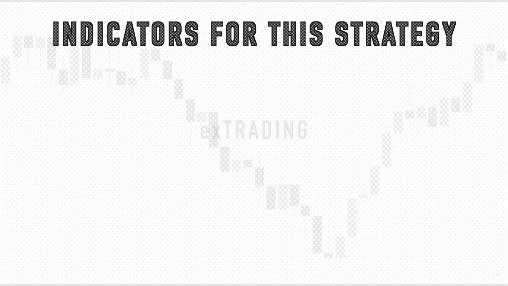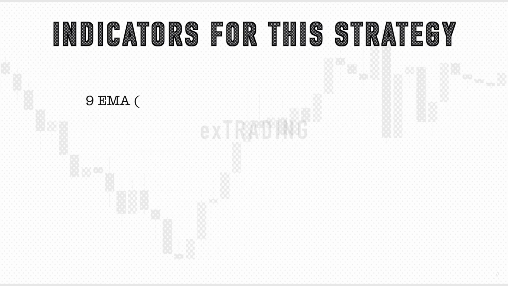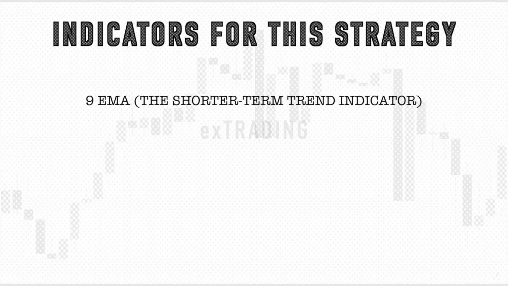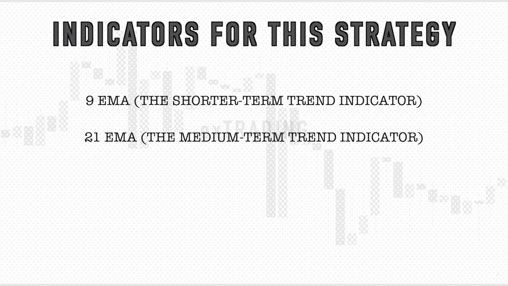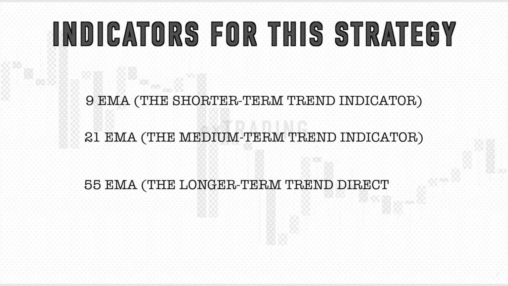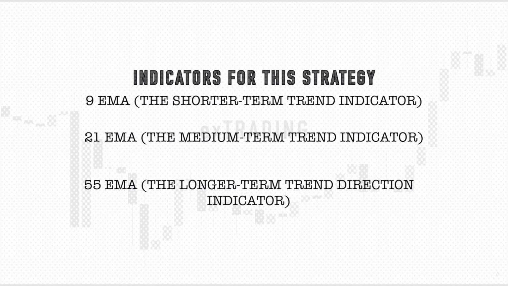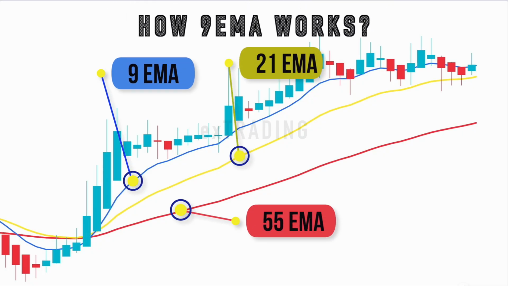In this scalping trading strategy, we are going to use the 3 following exponential moving averages: 9-period exponential moving average, the shorter-term trend indicator; 21-period exponential moving average, the medium-term trend indicator; 55-period exponential moving average, the longer-term trend direction indicator.